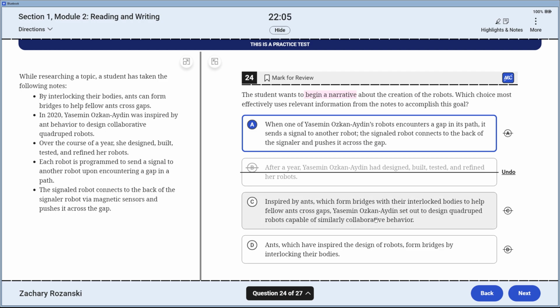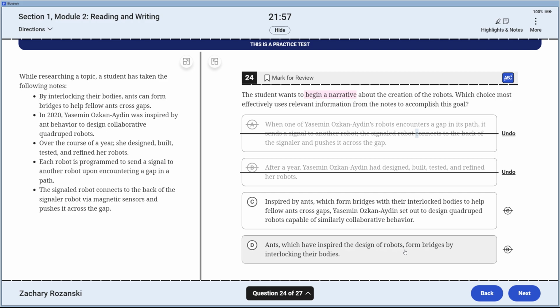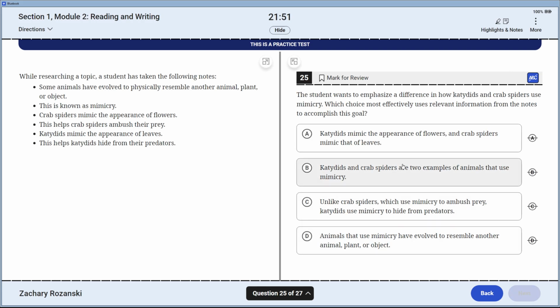Move on. C, inspired by ants, which form bridges with their bodies to form a gap. Set out. This is like the beginning of the journey. This is somewhere within. If I have to do this, C is better. Ants, which is inspired. Nobody would understand that this is a notion about robots. If we chose D, C is going to be the right answer.